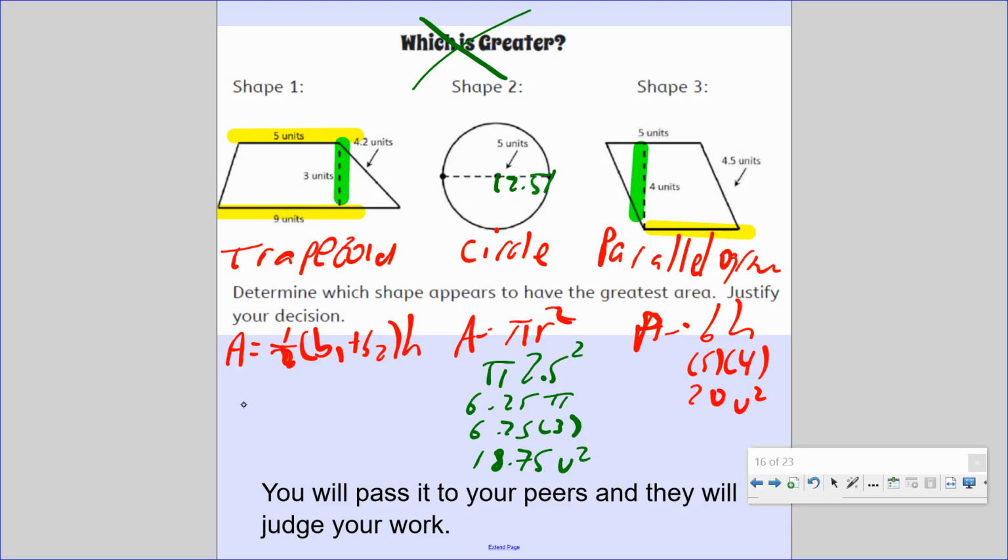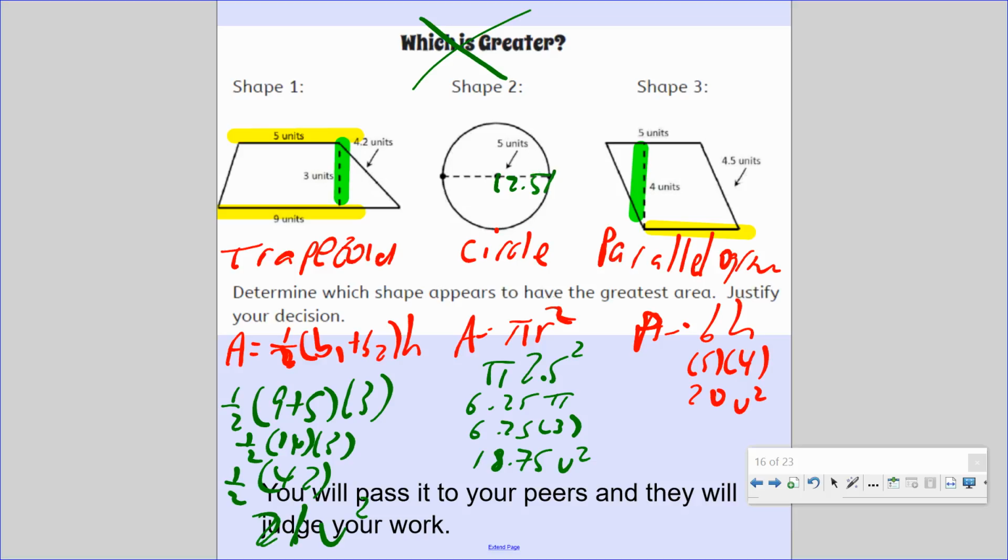All right, let's try this one. The area of the trapezoid. The two bases are 9 and 5. The height is 3. So if I add up the two bases, I get 14. 14 times 3, I believe, is 42. And half of 42 is 21 square units. So the area of the trapezoid is the greatest of all. So your classmate will be judging the quality of your work.